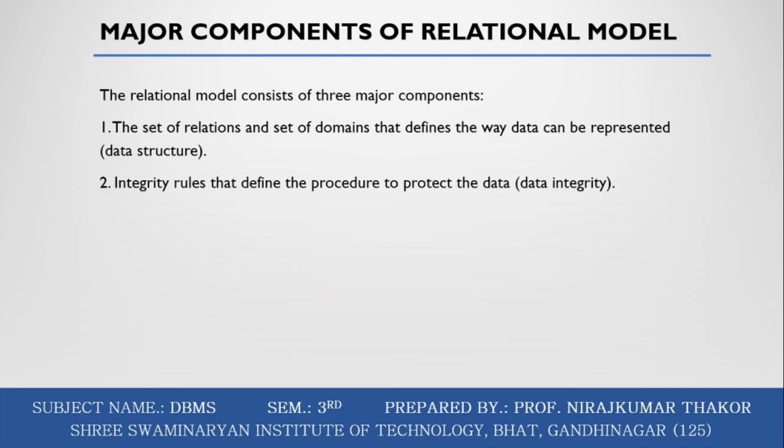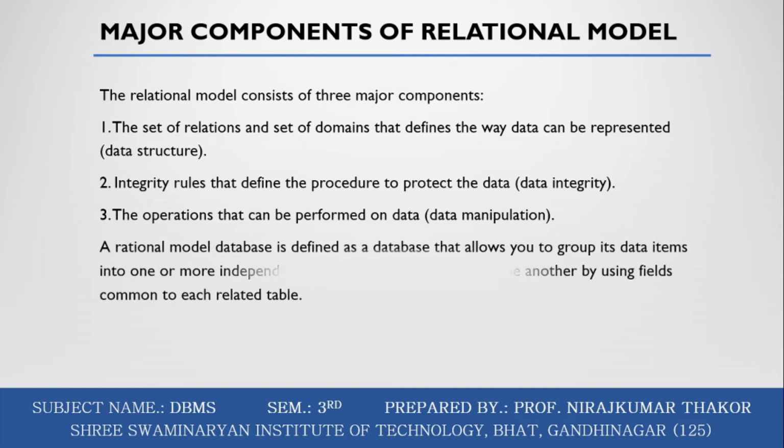It means the way of setting some integrity rules to those relations. And the third one is operations. It means the data manipulations, the operations that can be performed on the data. A relational model database is defined as a database that allows you to group its data items into one or more independent tables that can be related to one another by using fields common to each related table.